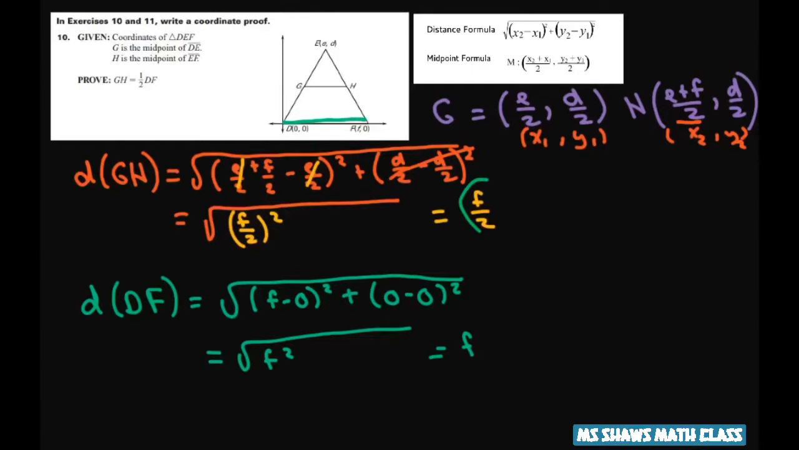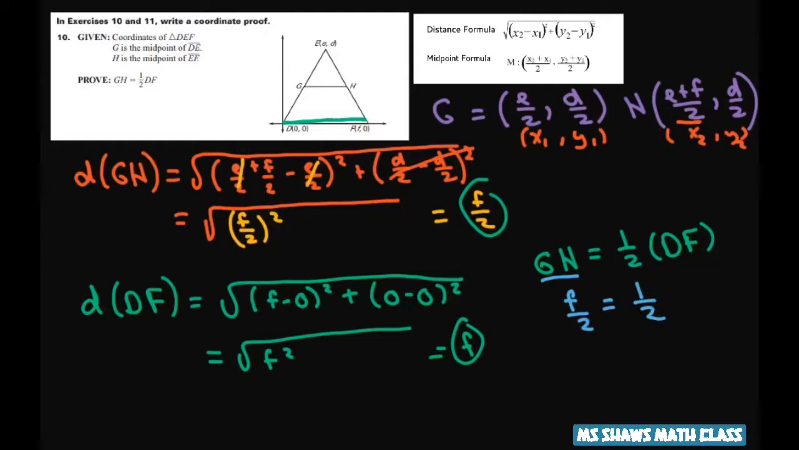So looking at this, I know that GH is 1/2 of DF. And why? I'm going to substitute. That's because GH distance is F divided by 2, and that is 1/2 of F.